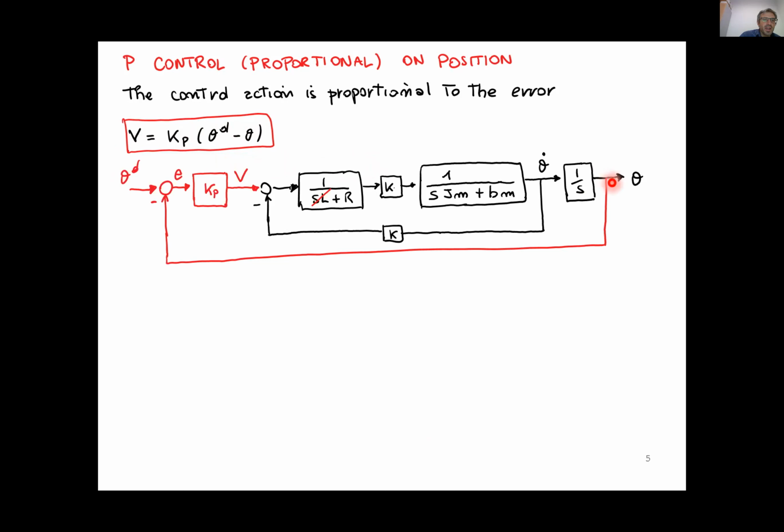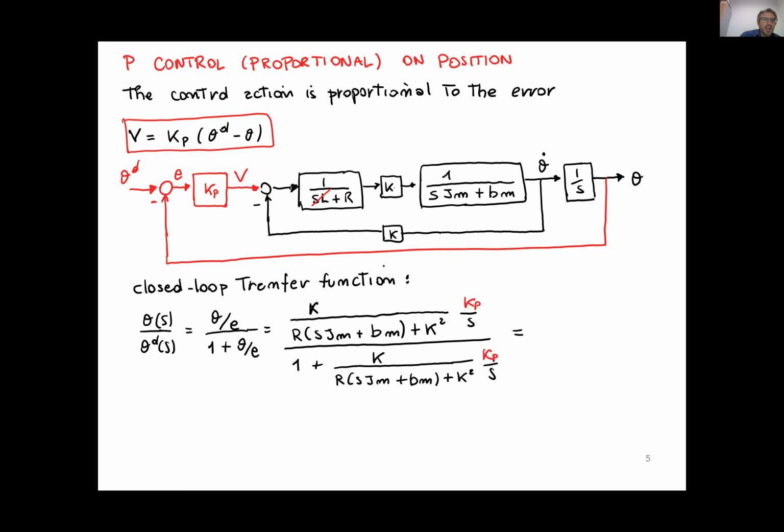So we close the loop. We want to do position control, so we close the loop on position. We have the desired position. We compute the tracking error, and we multiply by Kp. We get the voltage, and we apply this voltage to our plant that is composed of the electrical motor actuator, where we neglect the electrical dynamics, and our load.